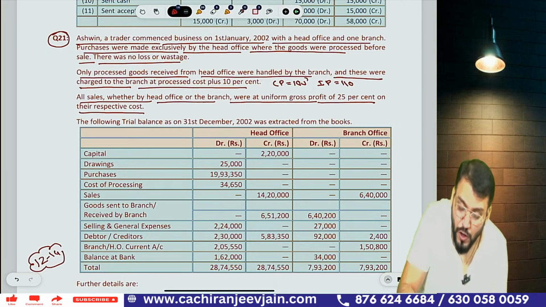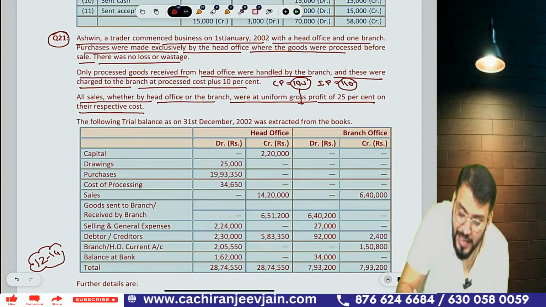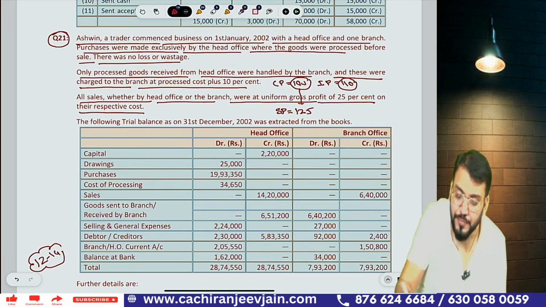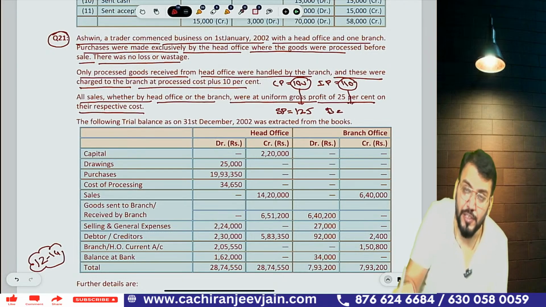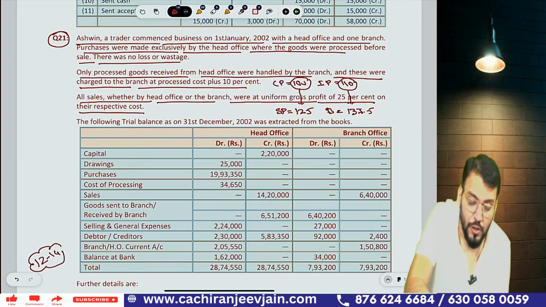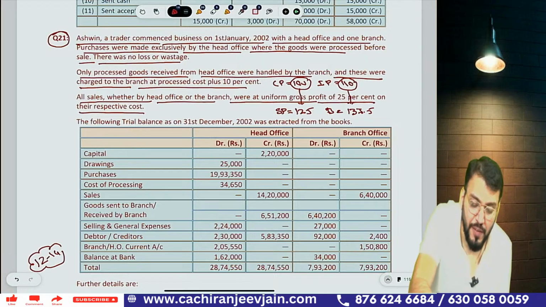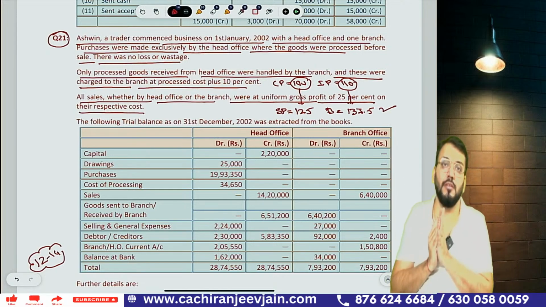So can you see, this is the cost price of head office, and the invoice price becomes the cost price of branch. So they will sell: the sale price of head office will be 125, and the sale price of branch will be 25% on 110. So that will be 137.5. Check it: 110 into 25% plus, so 110 into how much? It is coming 137.5. Have you understood this point first?